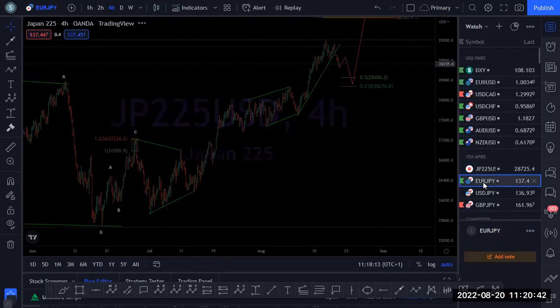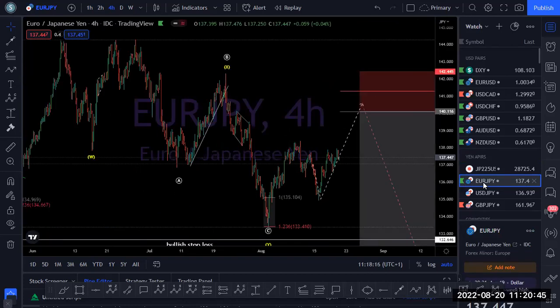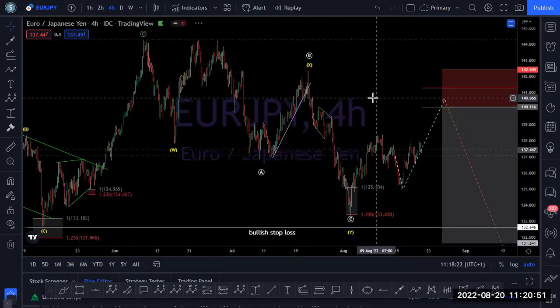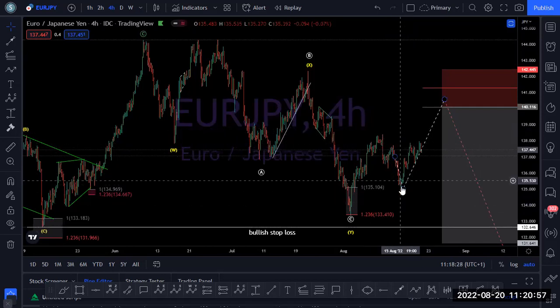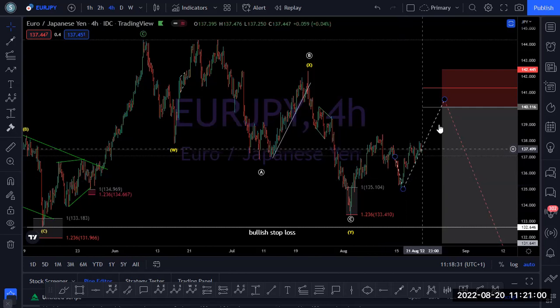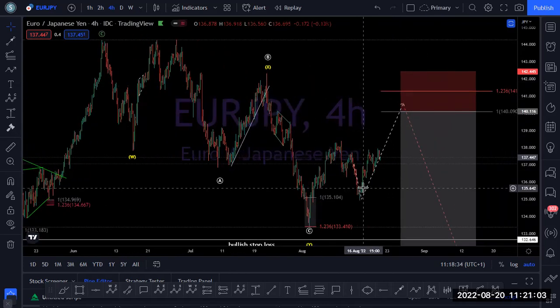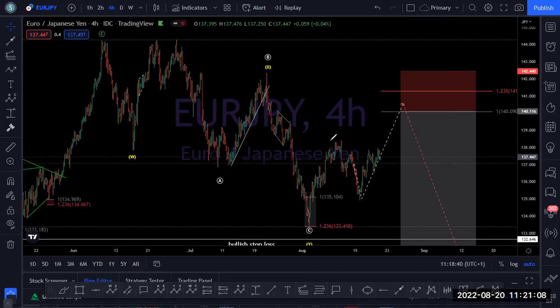EURJPY. What are we expecting? Last week, during the weekdays, I was expecting a new low from here, but the market dropped a little and kept going again. So now all I'm trying to do is this. I will not buy from here. I see this as A, maybe W, B, then C. So it means from here, I look for a sell setup. If I get it, I sell and target a new low.